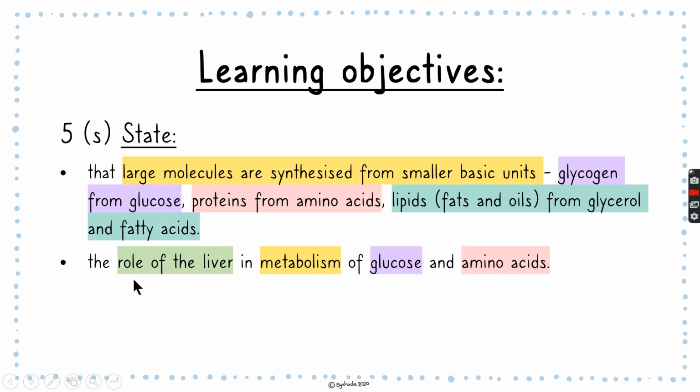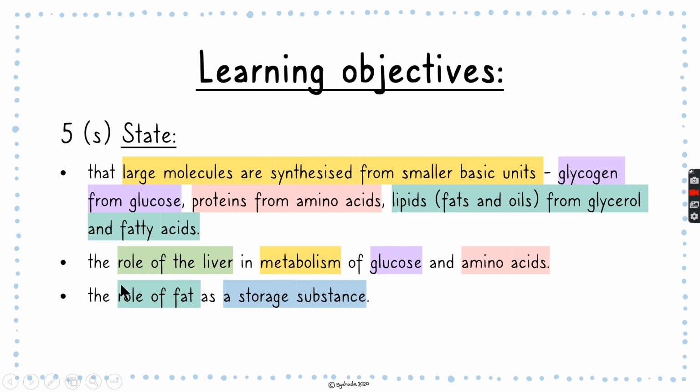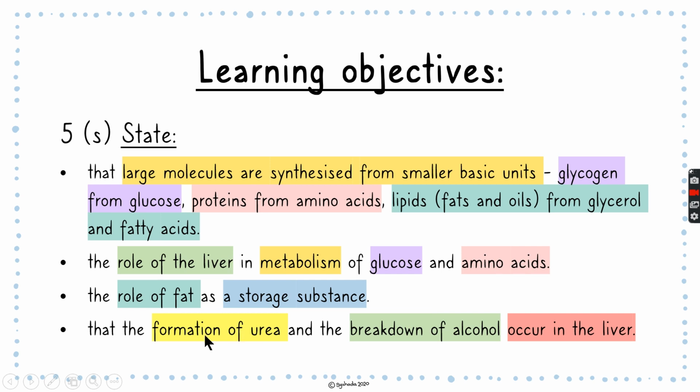And we need to learn about the role of the liver in terms of metabolism of glucose and amino acids, and also talk about the role of fat as a storage substance, but we're going to move on to this next lesson because I want to focus mainly on the liver today. Lastly, the formation of urea and the breakdown of alcohol that occurs in the liver.